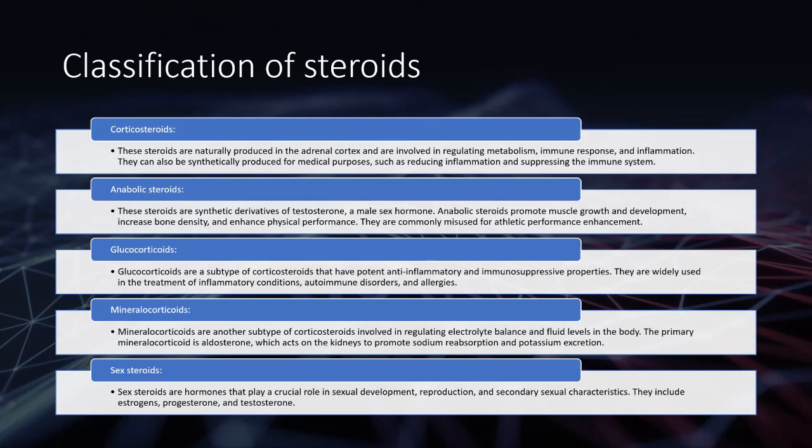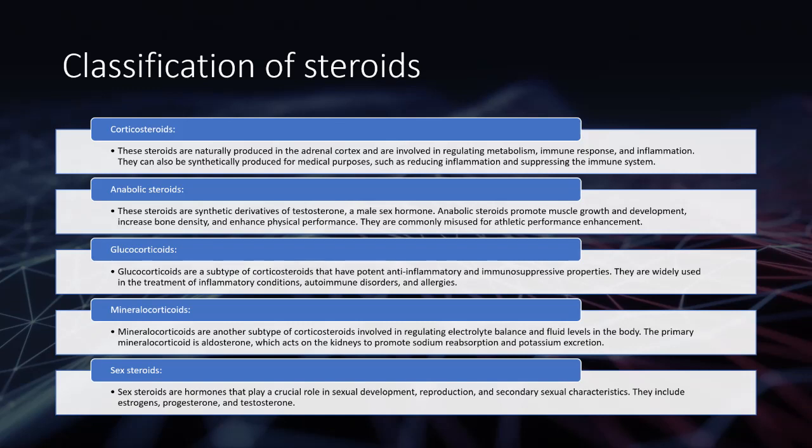Another subtype of corticosteroids is mineralocorticoids. These steroids are involved in regulating electrolyte balance and fluid levels in the body. The primary mineralocorticoid is aldosterone, which acts on the kidneys to promote sodium reabsorption and potassium excretion. This regulation is vital for maintaining blood pressure and overall fluid balance.